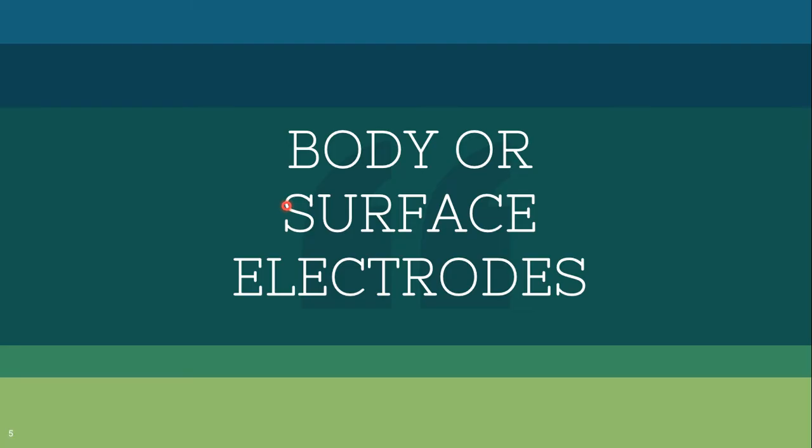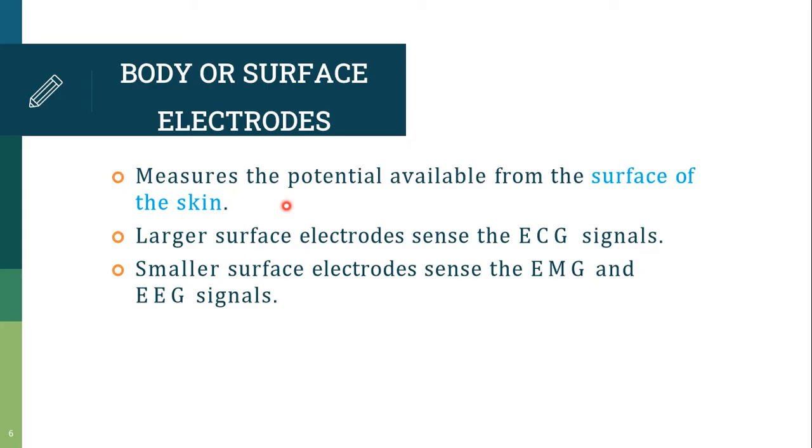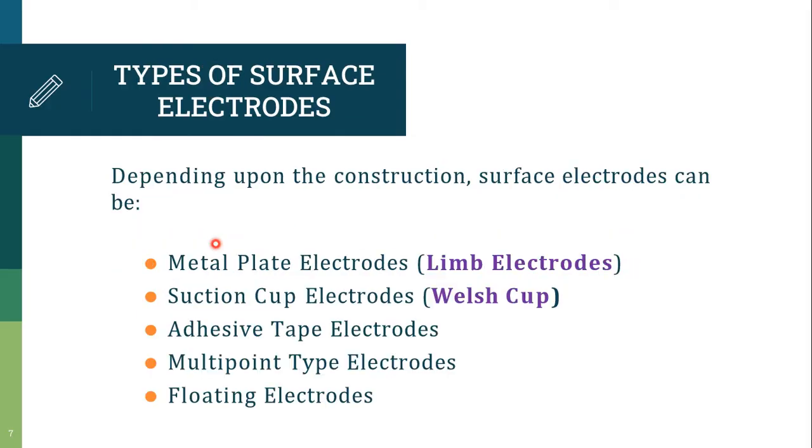signals. So body or surface electrode, as the name indicates, is placed on the surface of the skin. If it is of larger surface area, it is used to measure the ECG signal. If it is of smaller surface area, it is used to measure the EMG or EEG signals. Then, types of surface electrodes. There could be five different types of surface electrodes, which are metal plate electrodes, suction cup electrodes, adhesive tape electrodes, multi-point tape electrodes, and floating point electrodes.